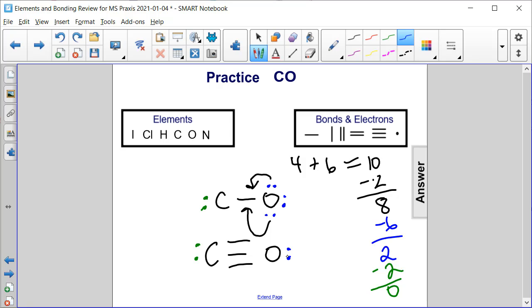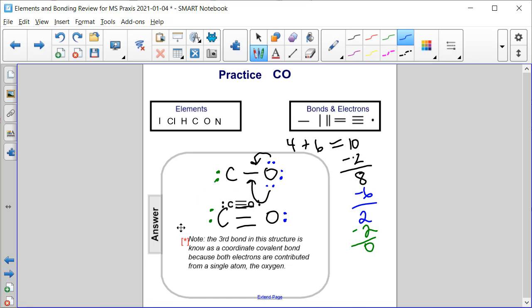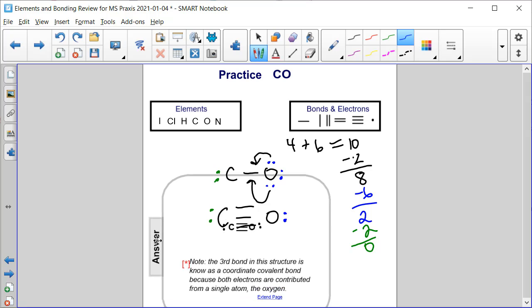So if I count the total number of electrons, each one of these is 2. So this is 6, 7, 8, 9, 10. So I'm still using my 10 electrons, but each of these atoms has 8. So there are 6 for carbon from the bonds, and then 7, 8. And there are 6 for oxygen from the bonds, and then 7, 8. Everything is stable with 8, and all 10 electrons are used. So that's our final Lewis structure for carbon monoxide.